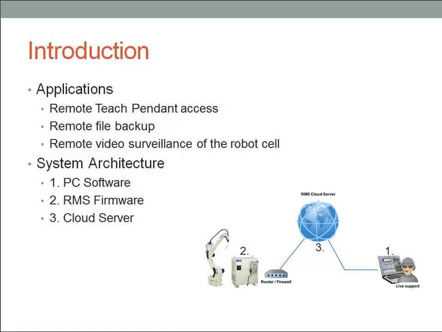The robot monitoring system is composed of three main components: the PC software located on your PC and downloaded from the description of this video, the firmware deployed on the robot controller, which is also included in the download package, and the robot monitoring cloud server connecting the robot controller to the PC.